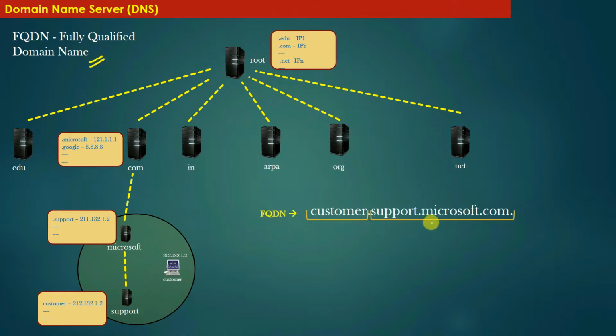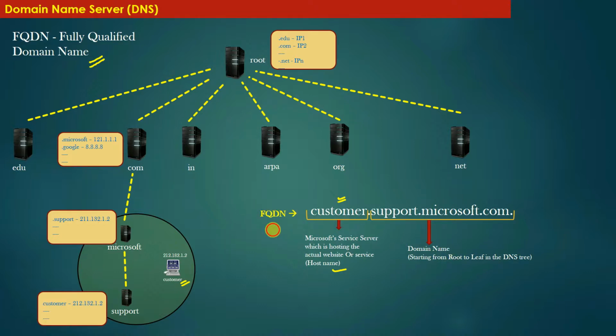For a given website name, the fully qualified domain name is a concatenation of the name of a server which actually provides a service. In this case, that server is the customer server. And the second part of the fully qualified domain name is the domain name, which is the composition of DNS servers starting from the root of the DNS tree up to the leaf of the DNS tree. So the second part is called a domain name, whereas the first part is called a host name. The host name combined with the domain name of a website is called the fully qualified domain name.